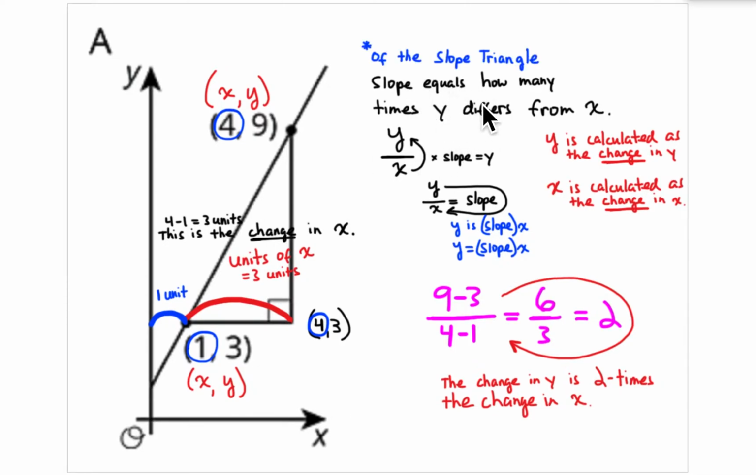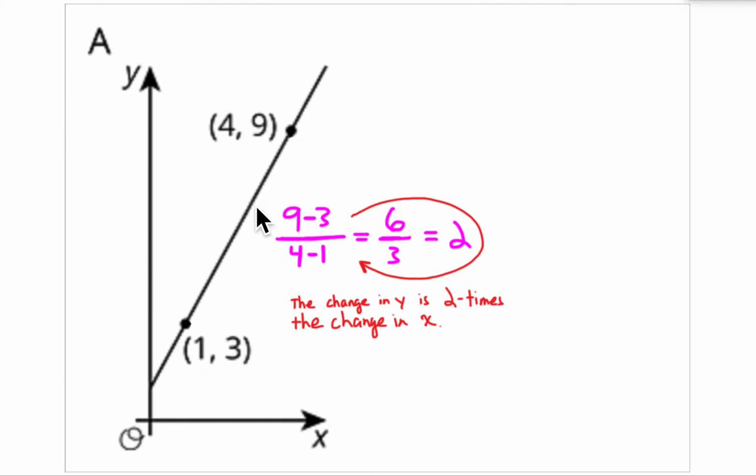And up here, remember we were talking about the slope triangle. All of this work was about the slope triangle. Now what if we remove the slope triangle and just talk about the points? If we just talk about these 2 points, what's the change in y? The change in y is 9 minus 3, which is 6. And what's the change in x? It's this 4 right here minus this 1.